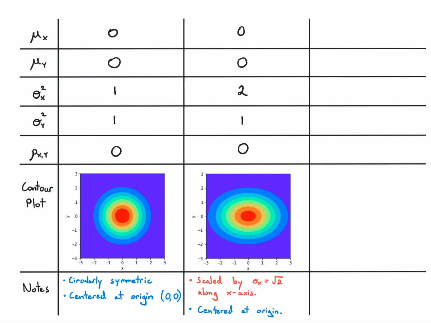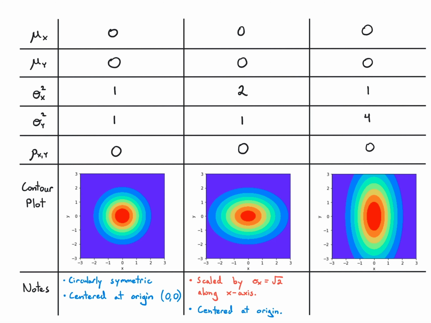So now let's go ahead and do the same thing, leave x alone and stretch y now by 4. And I see that it's even more stretched, right? So now I've scaled it along the y-axis. I've scaled it by the standard deviation, which is the square root of the variance. So that's going to be 2 along the y-axis, right? And it's still centered at the origin.